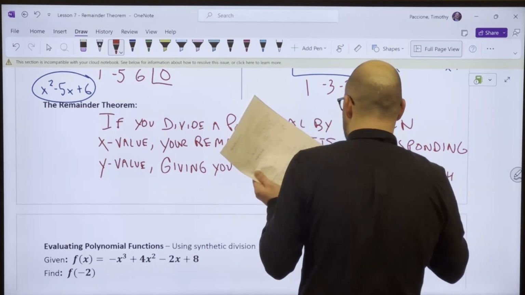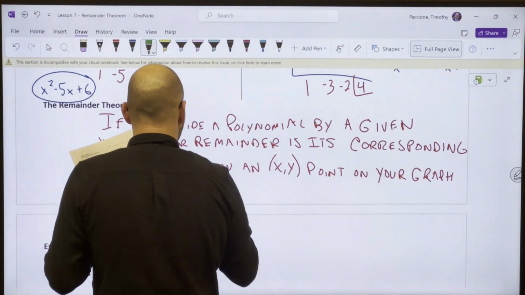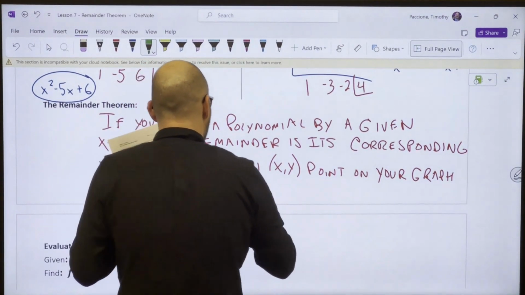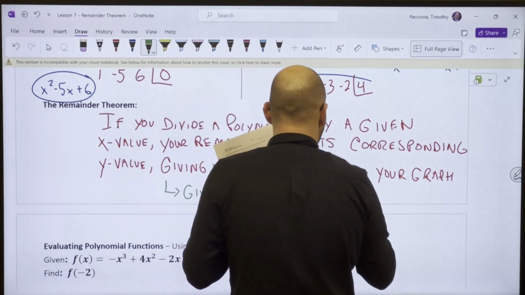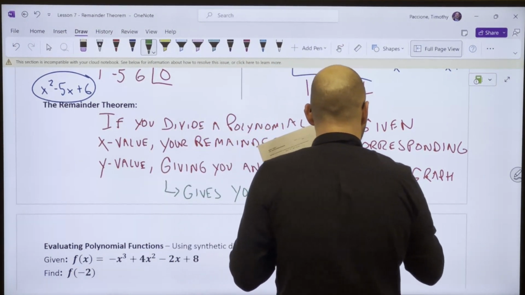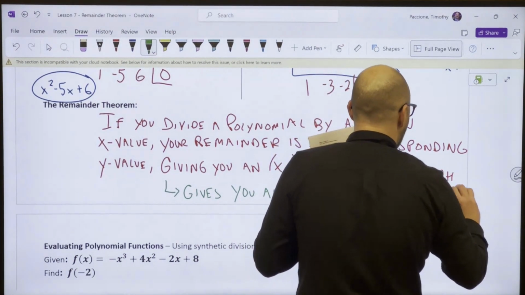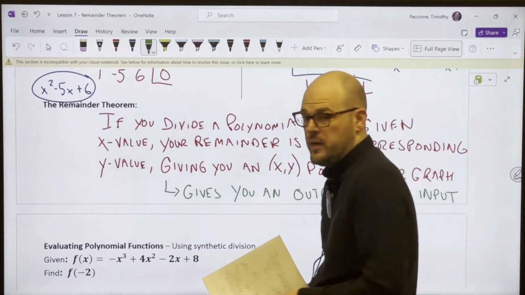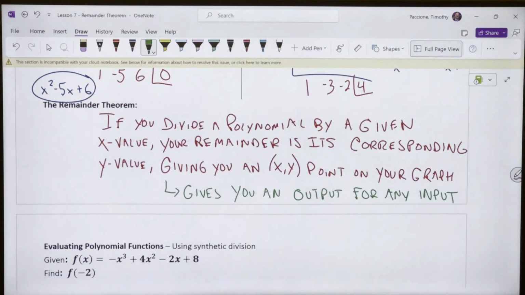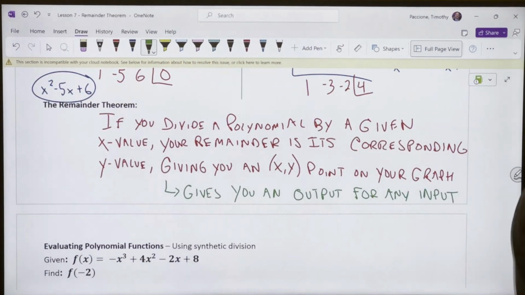And it doesn't just give us that. I mean, it does give us that. But important thing to note is it gives you an output for any input. And why do I make the point of saying it that way instead of just saying a point on the graph? Because sometimes we don't have a graph, right? Sometimes I'm just asking you for an output with an input, right? Which brings us to our next page. So when you're done writing that down, you can go to the next page.